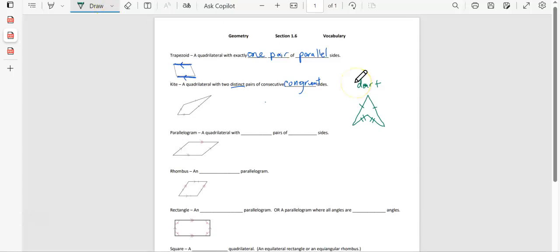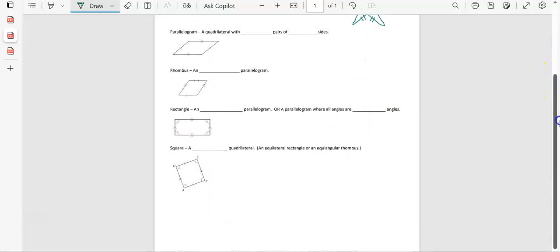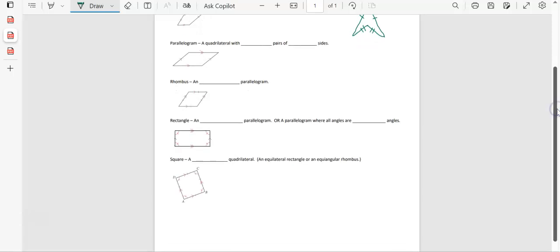So trapezoids and kites, when we're thinking about the giant umbrella of quadrilaterals, are sort of two distinct sets. However, our next list of quadrilaterals all fall under a general category, and that is called parallelograms. A parallelogram is a quadrilateral with two pairs of parallel sides. Trapezoid, one pair; parallelogram, two pairs. And these two pairs are the opposite sides. So this is what makes a parallelogram a parallelogram.